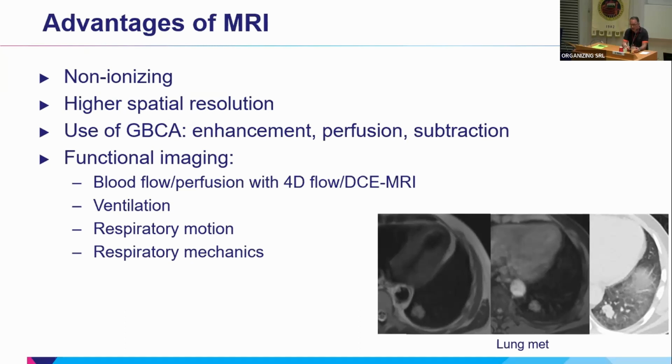You can use gadolinium-based contrast agents, GBCAs, which really give you a lot of information about enhancement and perfusion. You can use subtraction to characterize tumors better. You can look at blood flow and perfusion with MR angiography, but also with 4D flow imaging. And there are also other applications like ventilation, using helium hyperpolarized gas, respiratory motion, etc.